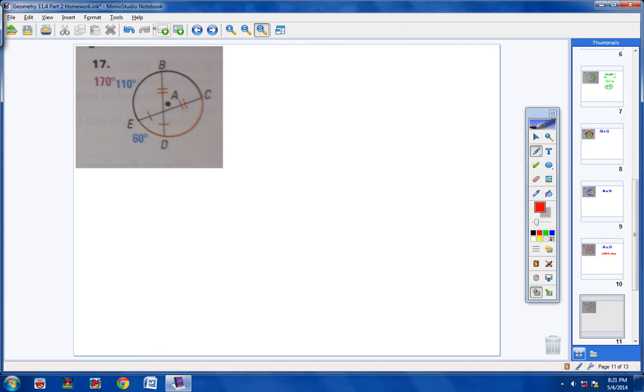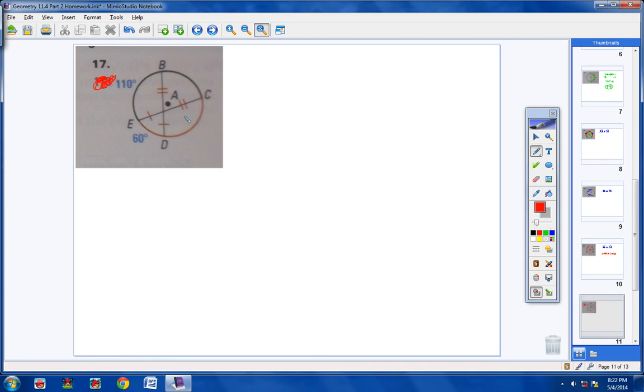Number 17, the directions state to find the measure of the red segment or arc. Find the measure, okay? Well, let's see what we have here. It looks like what we have, okay, I see now what they're saying. This will be interesting. Let's go ahead and cross the answer off so we're not confused, okay?